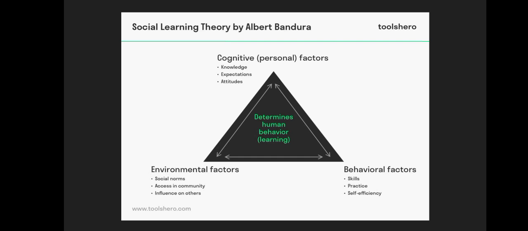Then we have the behavioral factors, another important factor in determining human behavior. We have the skills of the learner, which differ from the level that he is in. For example, preschool learners have different skills compared to elementary, high school, and senior high. Then practice is another behavioral factor. The more frequent the practice, the more the behavior will be seen in the student, for self-efficacy, or how the student masters the behavior he has acquired from the model.